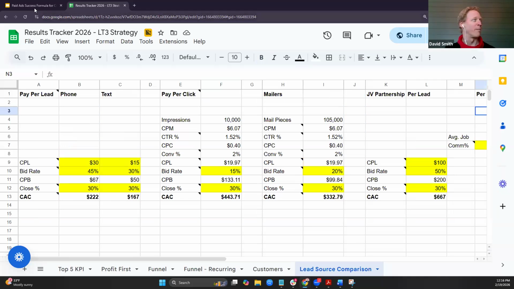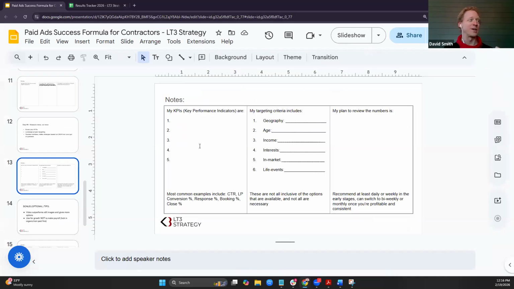So again, going back to our template here. Make sure you've got your key performance indicators, your KPIs, knowing which ones you're tracking, what they need to be, how they're tracking, and where you're going to look at it, so you're not flying blind. And then let's get into targeting next.